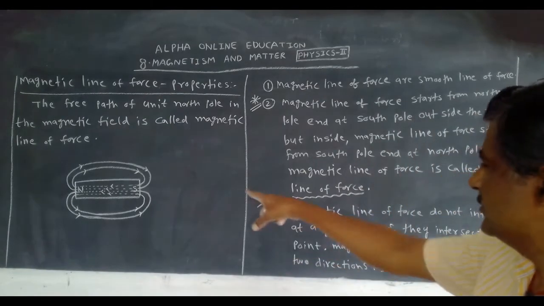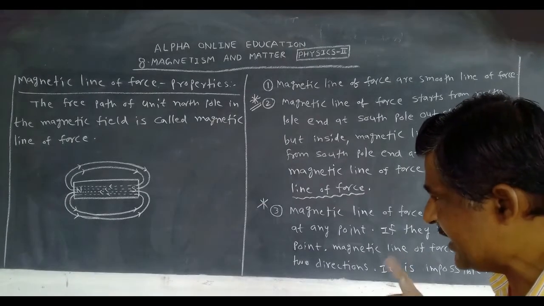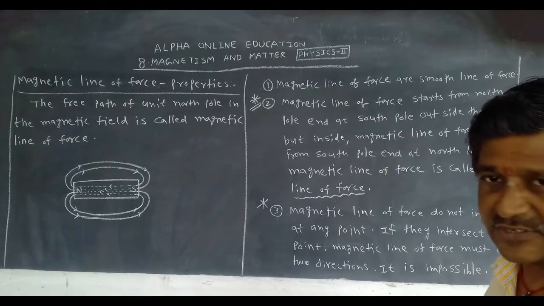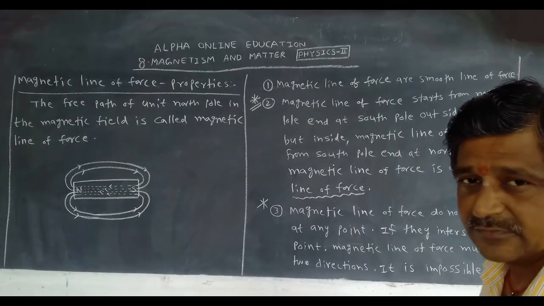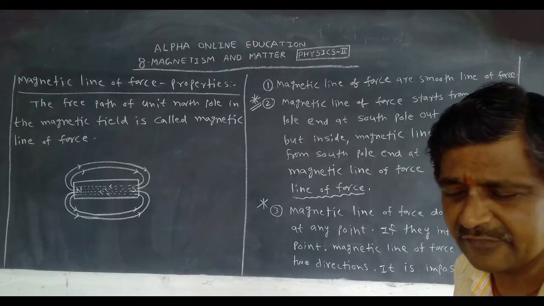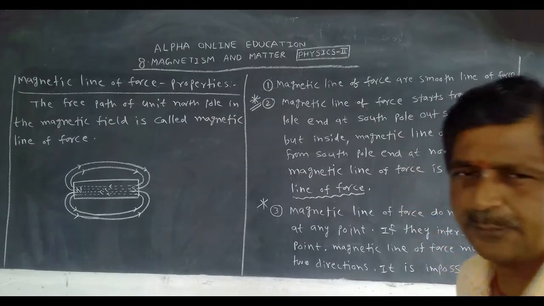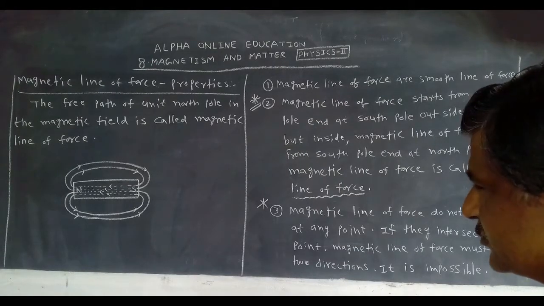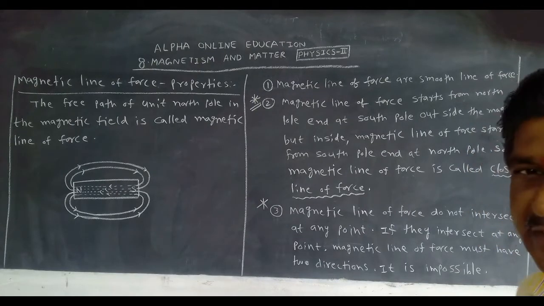That is a bar magnet, north pole and south pole. See the diagram carefully. From that only we can mention the 3 points. Those 3 are the properties. In that 3, properties 2 and 3 are very important. Now, first property: magnetic lines of force are smooth, not zigzag. Second one is very important.